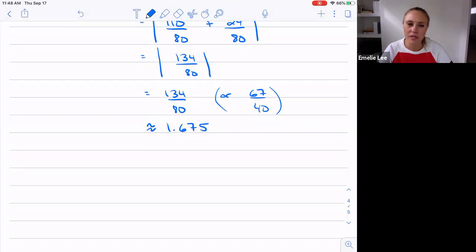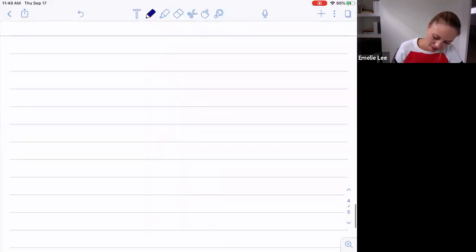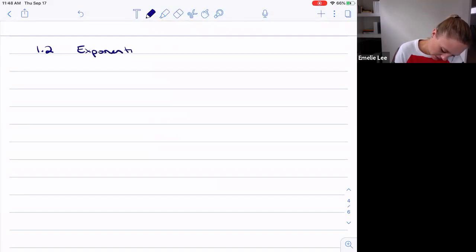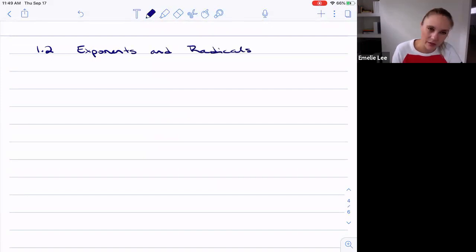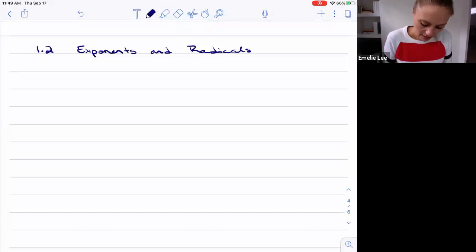Any questions before we start the next section? All right. Then I'll put it on a fresh page here. And we'll start 1.2, which is exponents and radicals. Radicals are just roots, right? Square roots. And then we'll talk about different roots, but that's later. Okay.